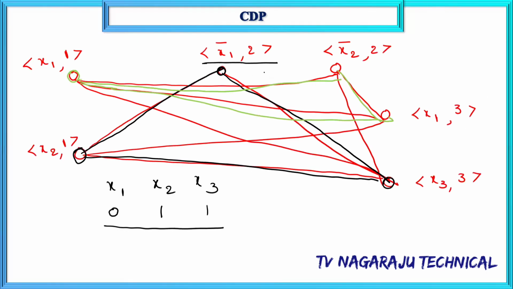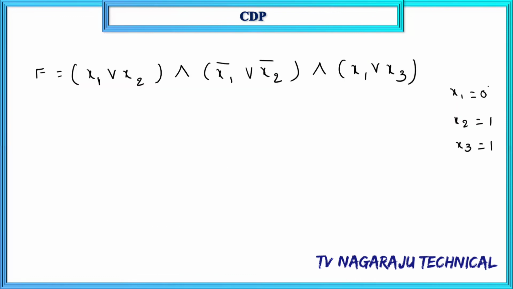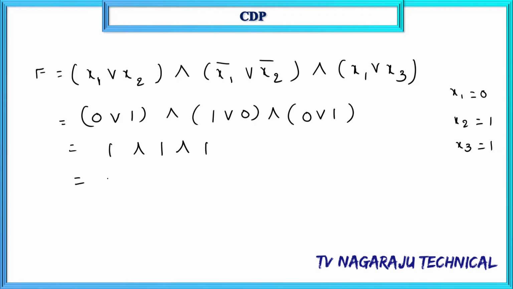Now got it? From the graph, I have taken a complete subgraph. What is the complete subgraph? Clique. I have taken a clique. For that clique, these are the values. Now, I am substituting all these values in this equation. 0 or 1. And 0 bar means 1, or 1 bar means 0. And 0 or 1. So, 1 and 1 and 1, that is 1. 1 in the sense the answer is equal to true.